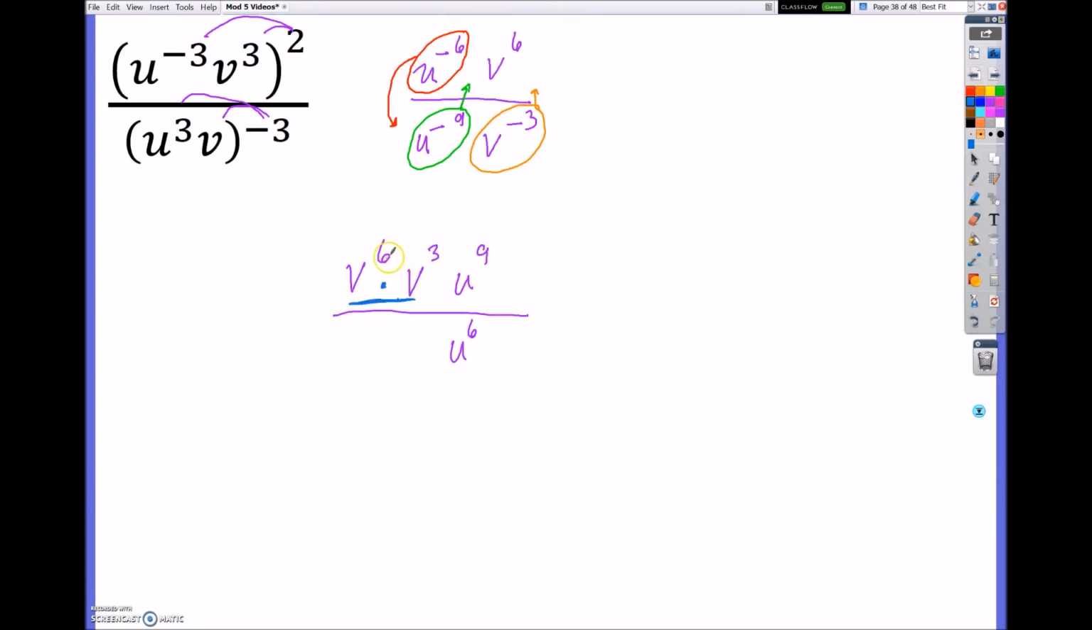I am multiplying these, so I'm going to add my exponents to get v to the 9th. And I am dividing u to the 9th over u to the 6th, which means I subtract these. I have more left on my numerator than my denominator, so 9 minus 6 is going to be 3, so I'm going to have u to the 3rd power on the numerator.